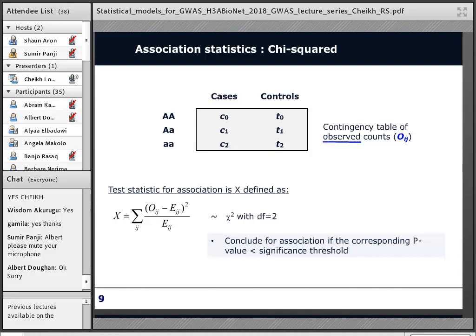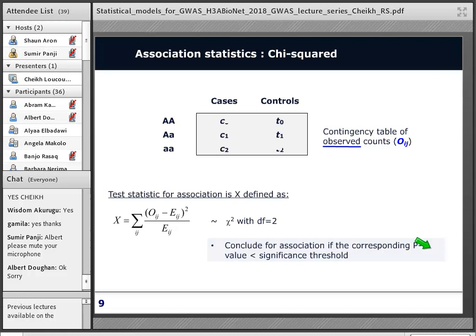You can make a contingency table counting, for example, if you test one SNP, and this will be done for all the SNPs. If you have like 1 million SNPs, you have to do it for each of them. So you can make a very simple contingency table and put the counts inside. For example, here C0 is the number of cases among the people with the genotype capital A, and so on.